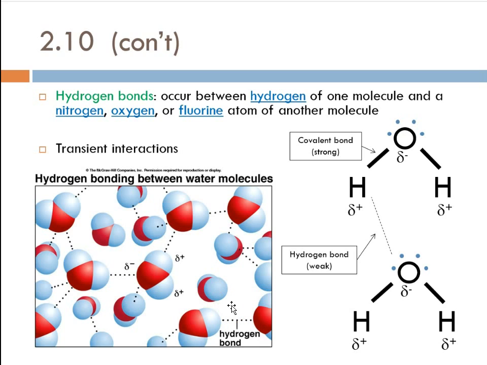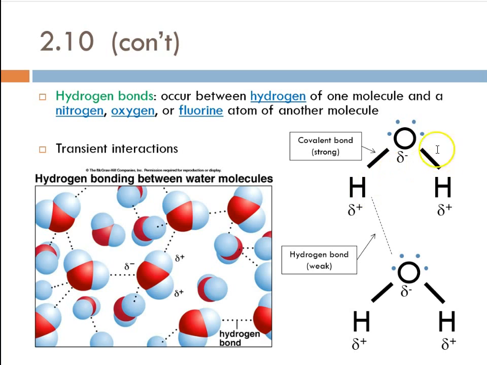It can happen between hydrogen and another molecule, usually either nitrogen, oxygen, or fluorine, of another molecule. So it's oxygen attached to one of these guys, and they're sort of bonding to another one. But it's easier to think about water since we've already talked about it. And these are quick transient reactions. And transient means really quick and fast reactions.